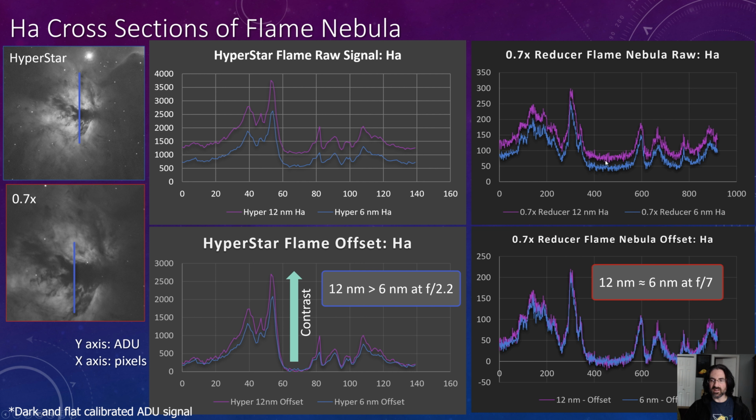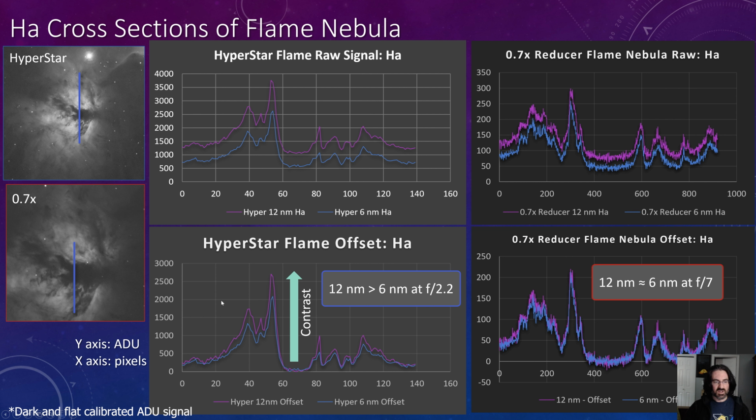So if I now subtract the background out of these two signals and we compare them, we see that when we look at the bright region of the Flame Nebula over here, I'm probably looking at this side here that corresponds with this peak, we get the exact same signal. There is no contrast enhancement. One of the other things I want to point out about this is somewhat the advantage of HyperStar. In both cases, we're looking at 500-second exposures. And in 500 seconds at f7, I'm only seeing about 200 units of exposure.